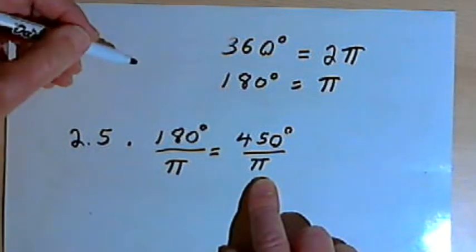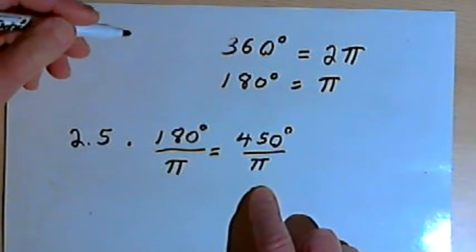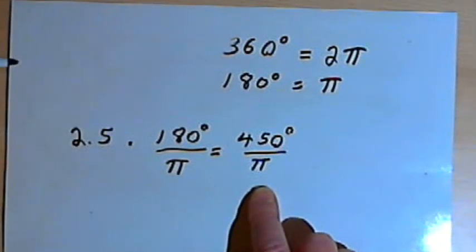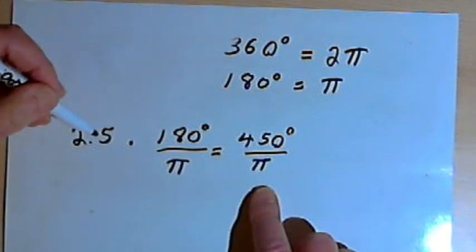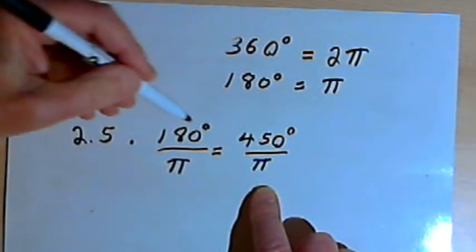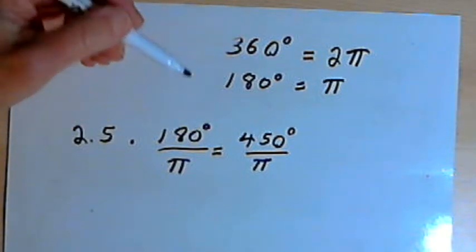Okay, so that's basically the whole process. If you're going from degrees to radians, you're going to use pi over 180 for the fraction that you multiply by. If you're going from radians to degrees, you'll flip that fraction and use 180 degrees over pi.